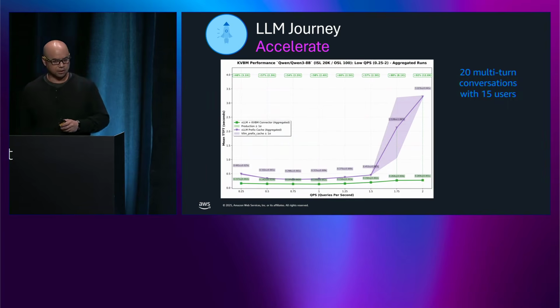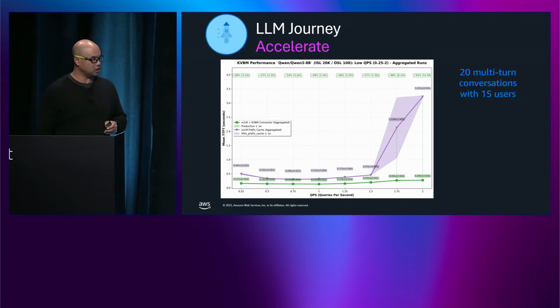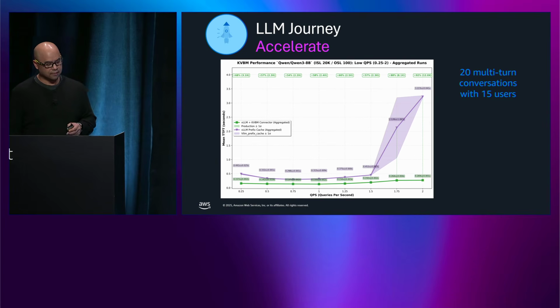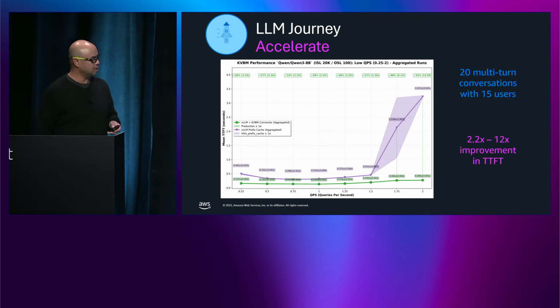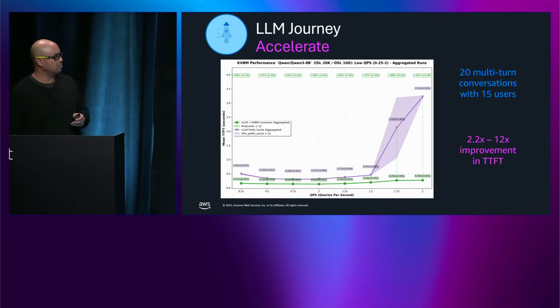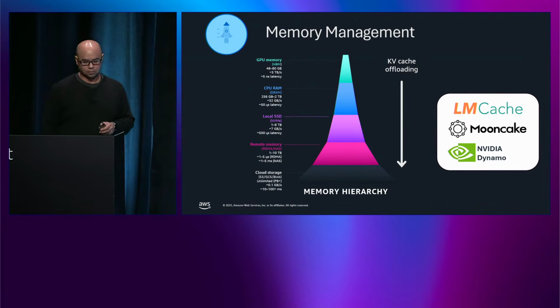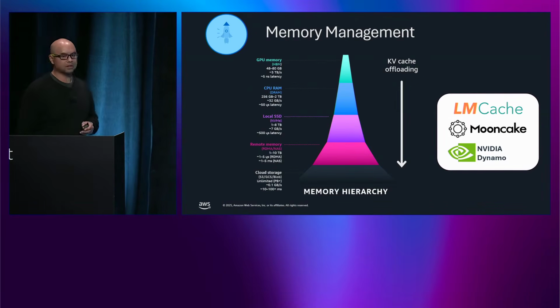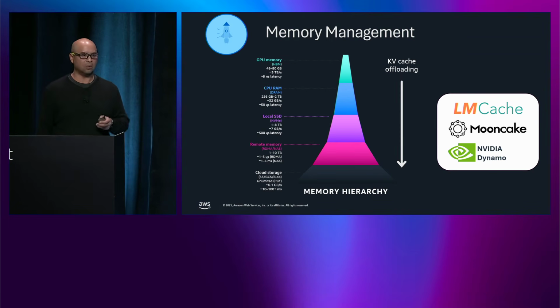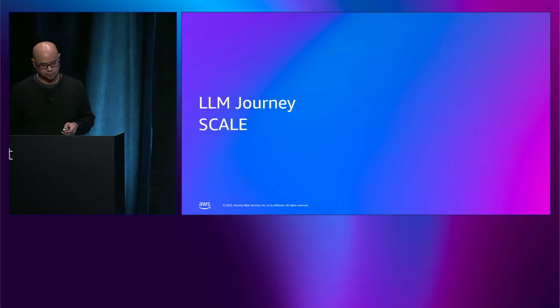Another benchmark they've conducted for KV cache offloading was on 20 multi-turn conversations with 15 users for the Qwen3 8 billion model, and they've found a 2 to 12x better performance for your time to first token. So, when we talk about KV cache offloading and different frameworks out there, LMCache, Mooncake, and NVIDIA Dynamo are all open source frameworks for you to use to implement those types of solutions.